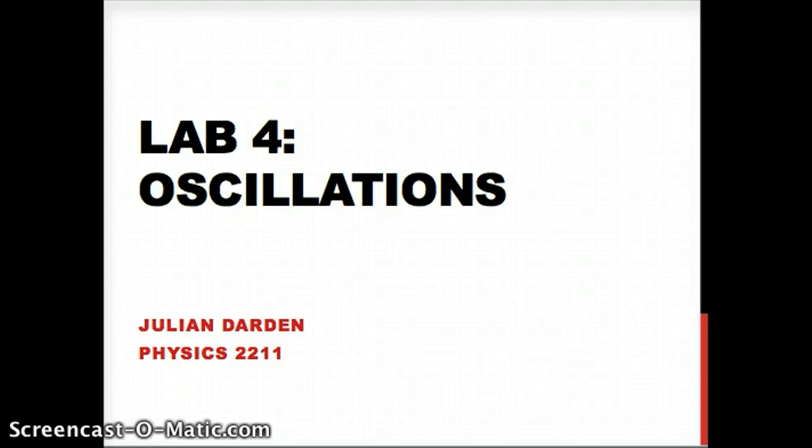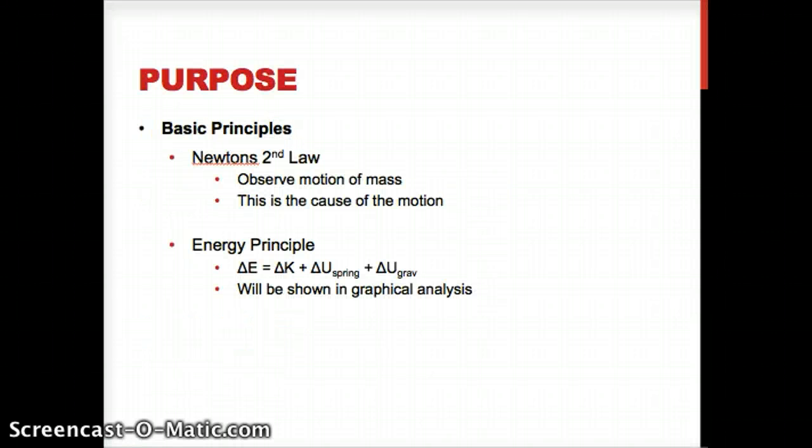Hi, this is Lab 4 for Physics 2211. In this lab we're studying a spring mass system as it oscillates. In this lab we'll be using two basic principles, Newton's second law and the energy principle.